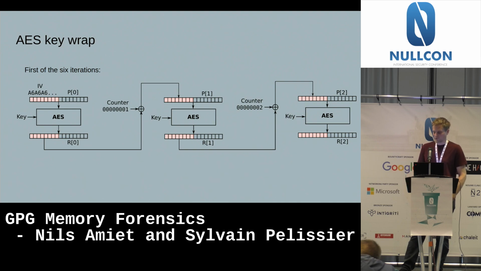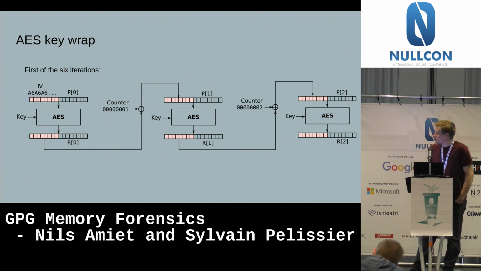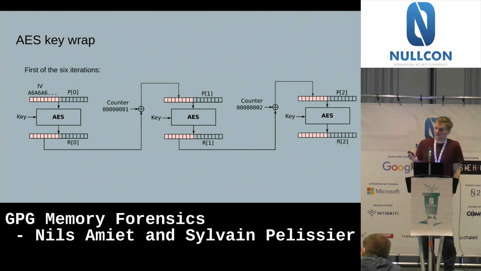You have to repeat this operation 6 times to obtain the encryption result. To decrypt data, it's the same thing in reverse order, and you should obtain at the end the plaintext and the IV, so A6 8 times. Meaning that you have a way to verify the integrity of the decryption. If you obtain A6, you know that you have the correct decryption. Otherwise, you can just say that it's invalid.